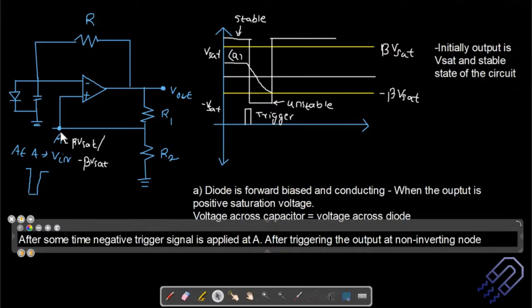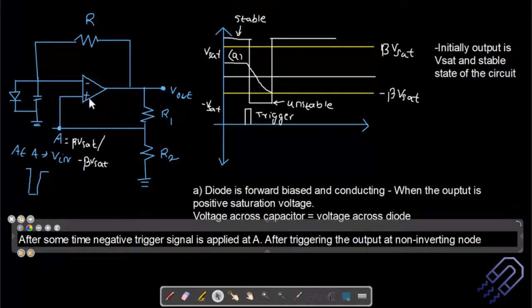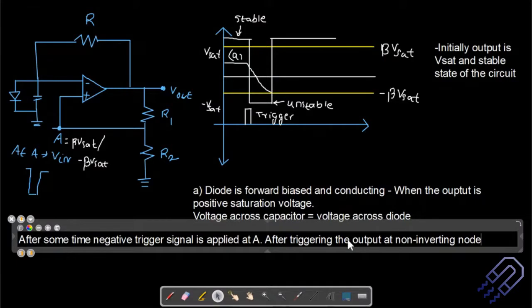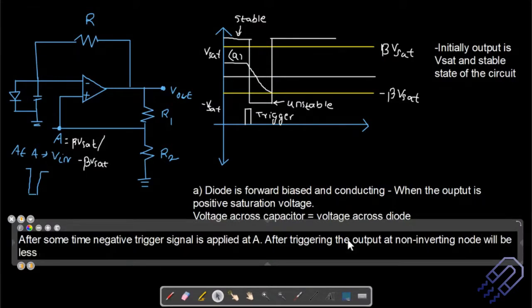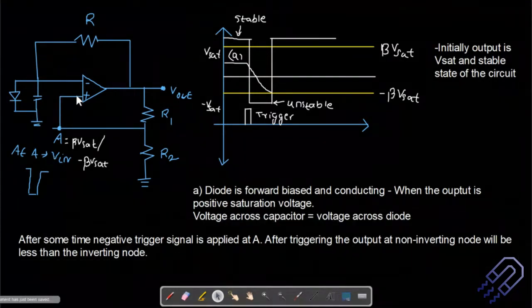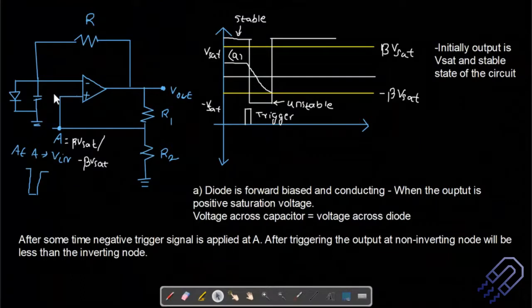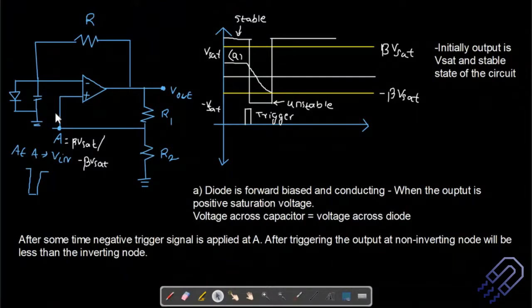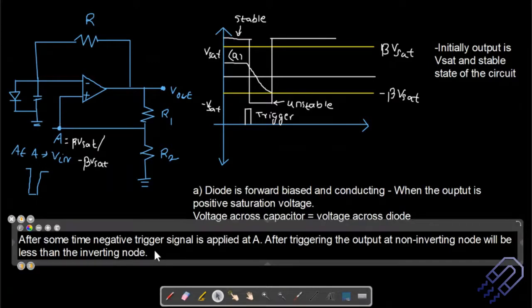If we are applying a trigger at this particular point, that means we are playing around with whatever is the input at the non-inverting node. After triggering, the voltage at the non-inverting node will be less than the inverting node. That's logical, because if you are applying a negative trigger, whatever was the voltage at this point will go down. So compared to the initial condition, it will be lesser than the inverting node, because we are applying a negative trigger.